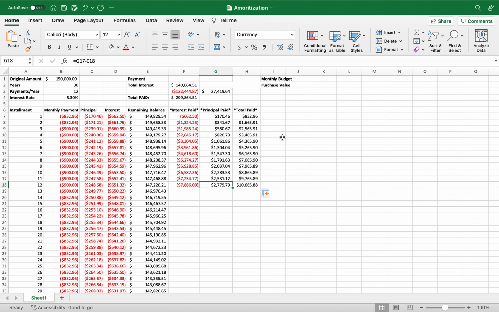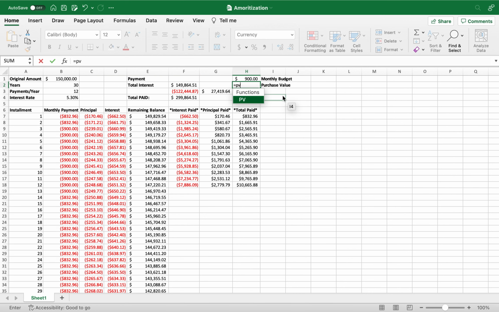Okay. Now, the last piece that I want to add to this is that we can also use this tool to understand what kind of budget we want. So, 150,000, this is payment 832. Let's say $900 was our budget. Now we want to know what mortgage value we could have actually afforded.